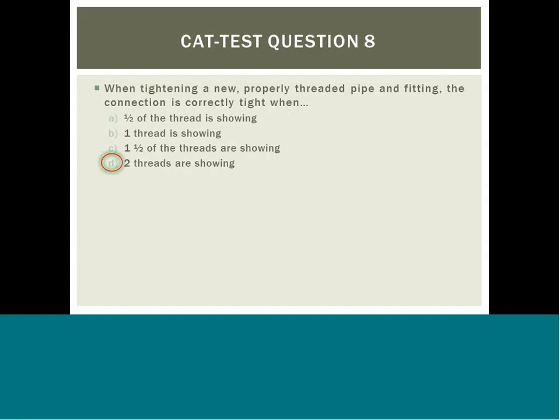Answer D is the best choice here, as indicated on the image on the screen. 2 threads allows for a wedging effect from the tapered threads to ensure the pipe and fitting remain secure.